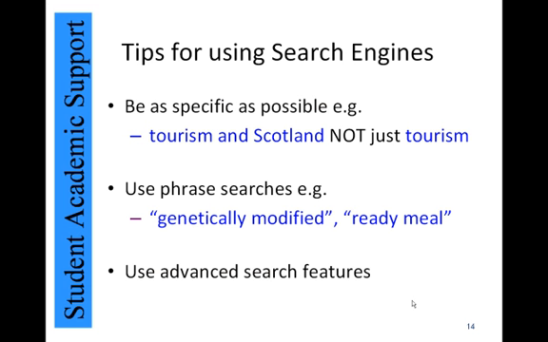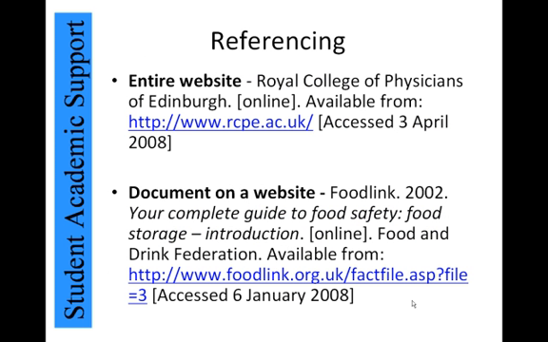Tips for using search engines. Any one search engine will only find approximately a third to half of all web pages. Therefore, don't give up on a search. Try 2 or 3 different search engines. The results you achieve vary according to database size, context, searching capabilities, and how they rank results. Be as specific as possible in your search, i.e. look for tourism in Scotland, not just tourism, or use phrase searches in quotes. You can also use the advanced search features to narrow down your search.